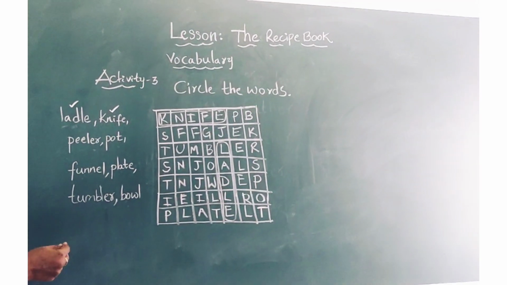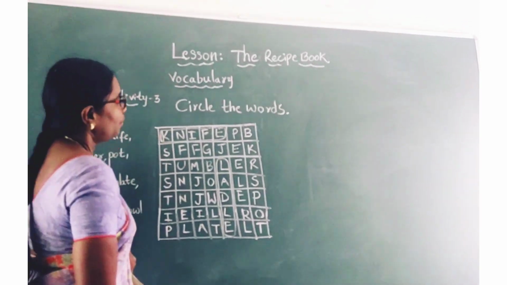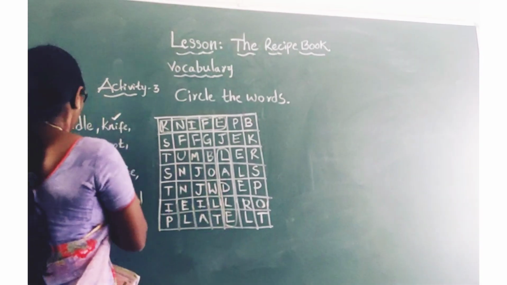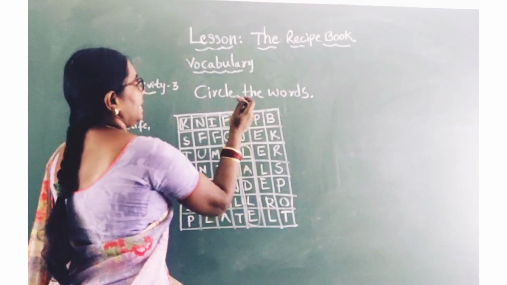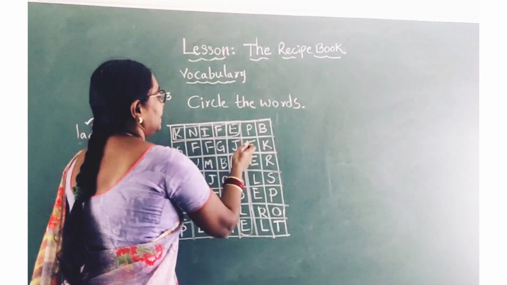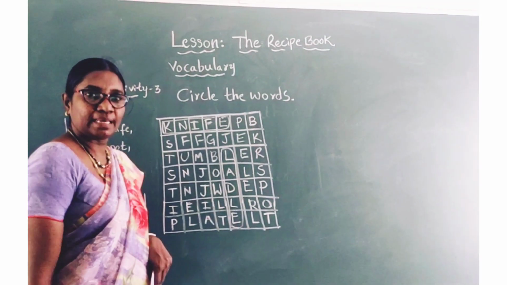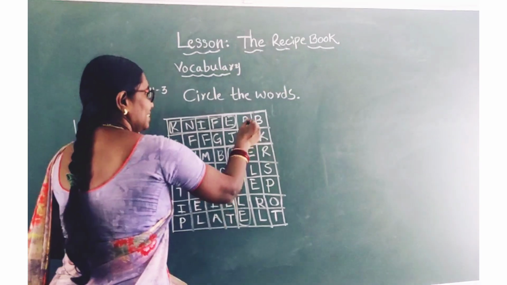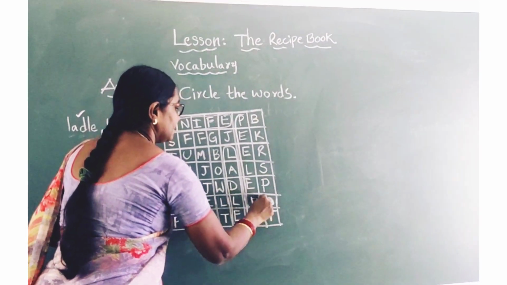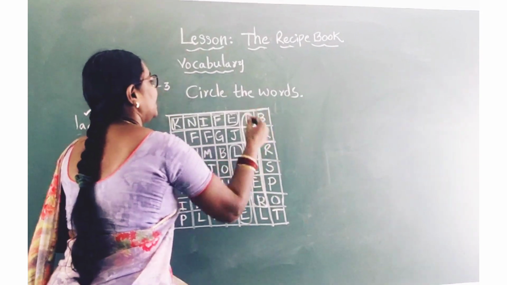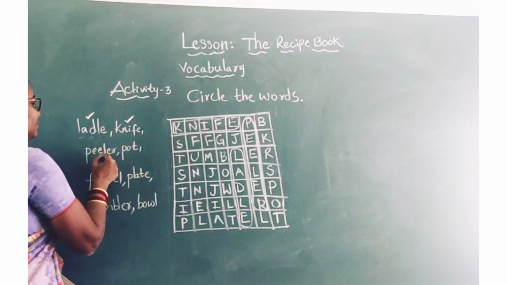And next, coming to the next word, peeler. Let us check where is the peeler. P-E-E-L-E-R. Yes, we have peeler here. We got the word here. Come on, let's circle this word. Peeler. Very good. We have done another word, the third word.